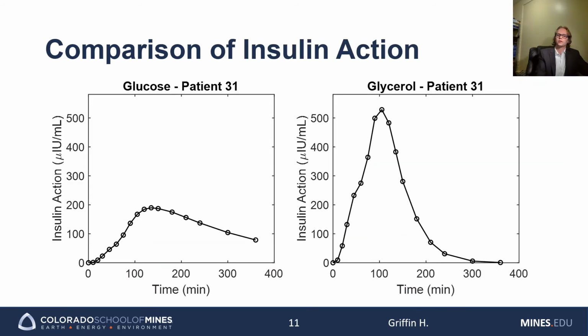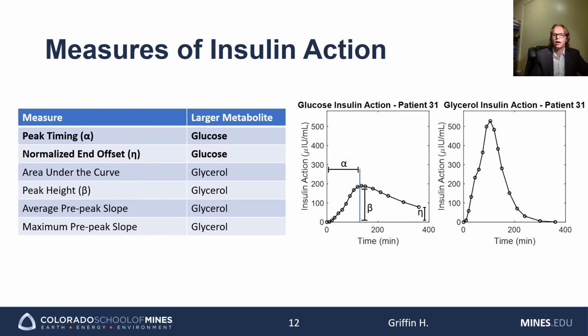But each of these models also come with insulin action. And you can see we have glucose on the left again and glycerol on the right. Now, off an initial observation, you can see that these are different curves. And we're going to dig into some of the features that make them different. Now, there are 6 measures that we use to evaluate differences between these two different insulin action curves. The two most important, bolded in the table on the left, are peak timing and normalized end offset. They convey differences in the dynamics.